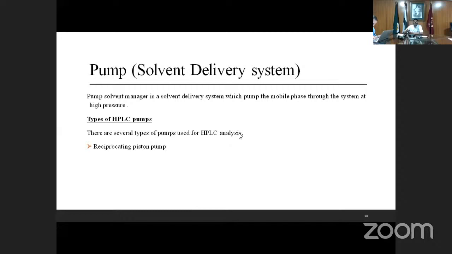Here, one thing is important: how many types of HPLC pump we are using. There are three kinds of HPLC pump. The most common HPLC pump which we use nowadays is the reciprocating piston pump. We use this reciprocating piston pump in our HPLC nowadays, and then the syringe pump and the constant pressure pump. One by one, I will explain where these pumps are used and how they work.